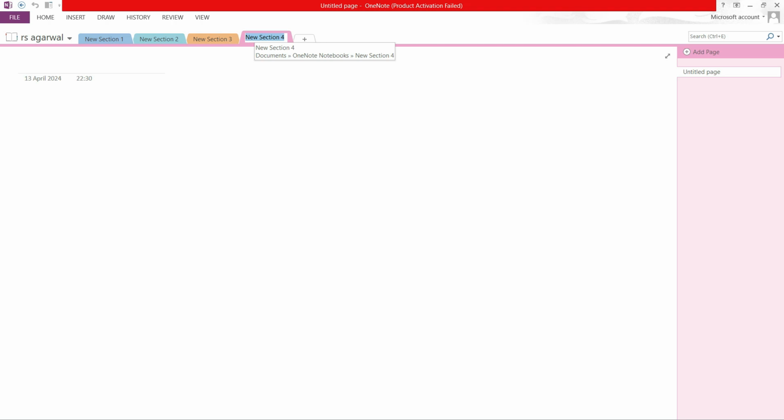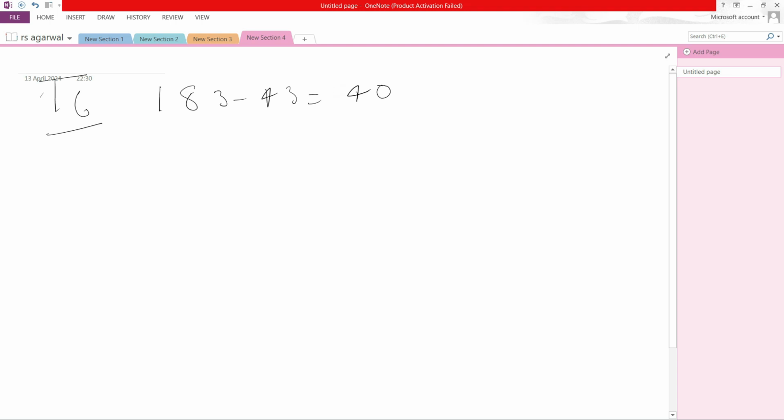So question 16 is: find the greatest number that will divide 43, 91 and 183 so as to leave the same remainder in each case. Here we will do the same method. Our approach will be 183 minus 43 equal to 140.